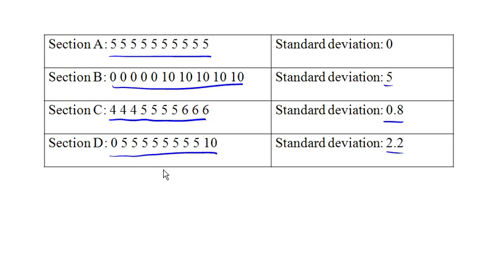So if the data is very spread out, we have a big standard deviation. If the data is closer together, we have a small standard deviation.